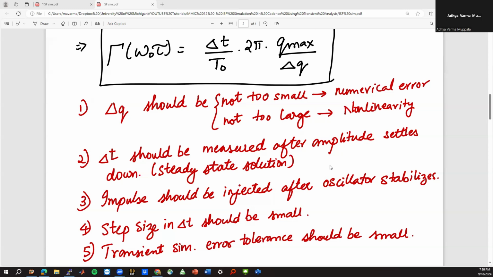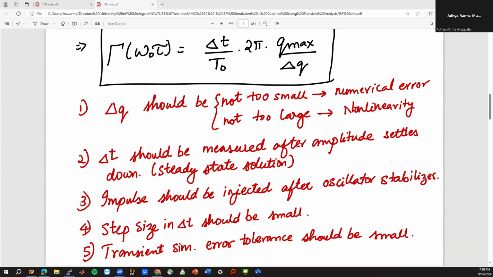Then delta should be measured after the amplitude settles down, which means that once you inject the charge, you have to wait until the amplitude variation settles down and you're only left with the phase response, and then you measure the phase. You also need to make sure that the impulse is injected after the oscillator starts up and is settled into a periodic steady state. So we'll see how to do that.